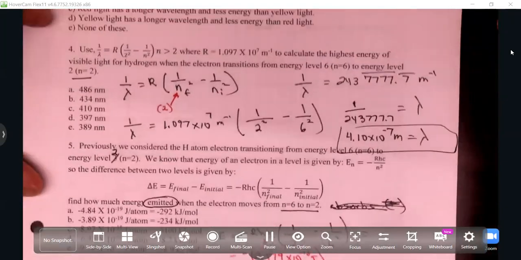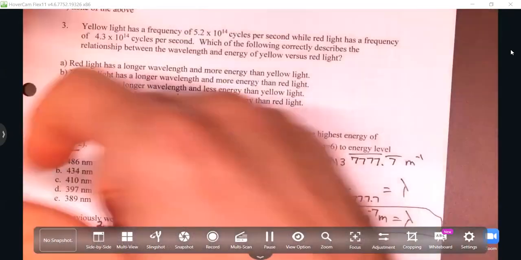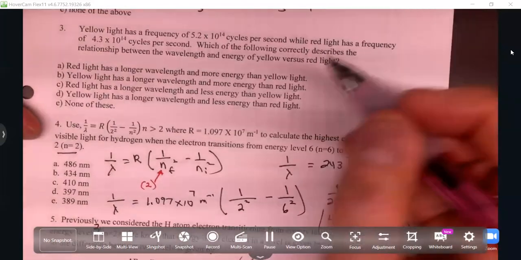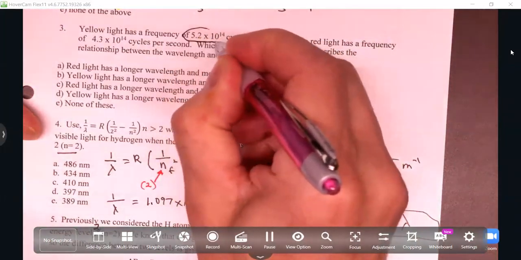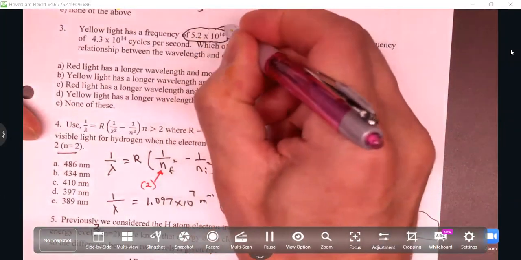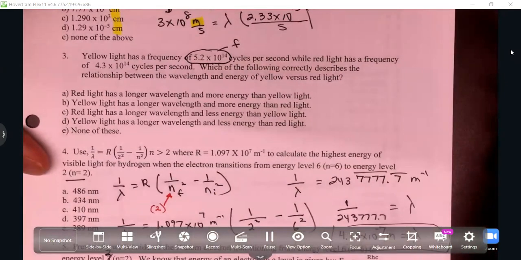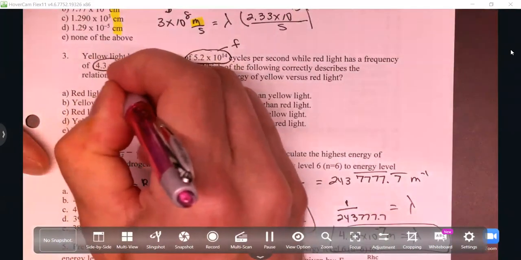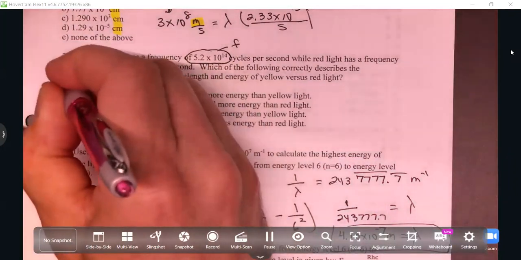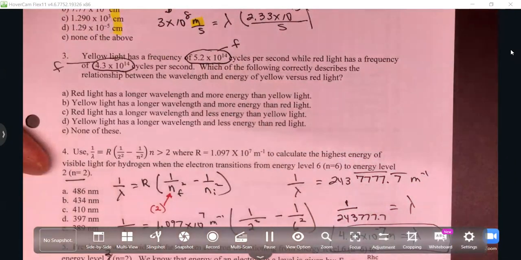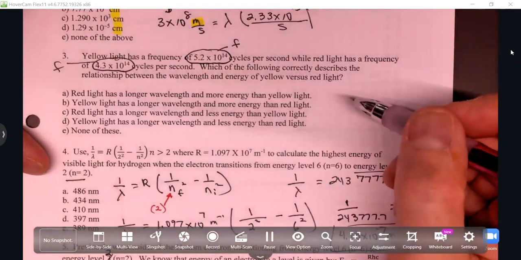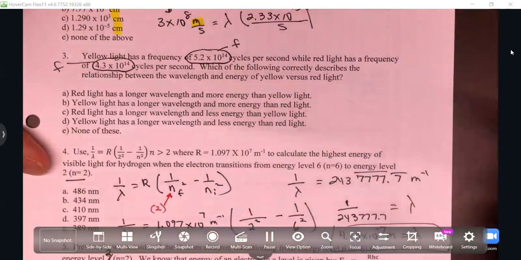Okay, for 3, what do we got here? So for 3, yellow light has a frequency of... So here's our frequency. Red light has a frequency of... All right. Which of the following correctly describes the relationship between wavelength and energy of yellow light versus red light?